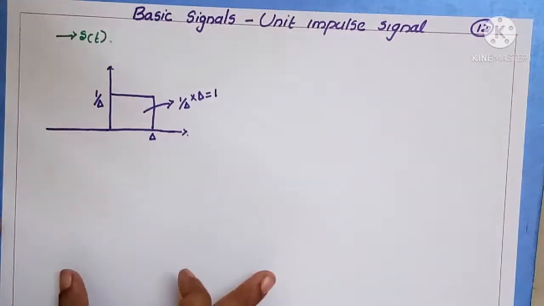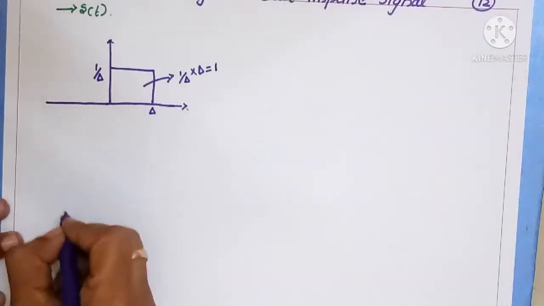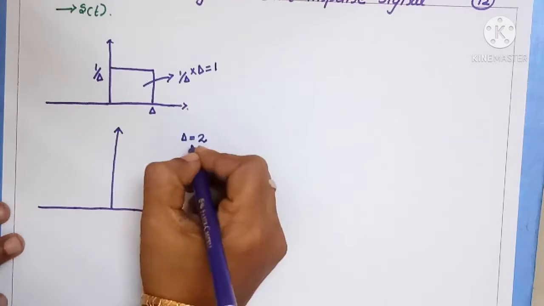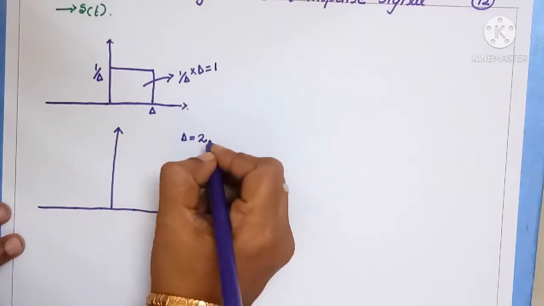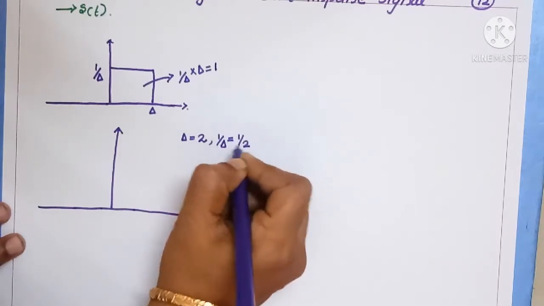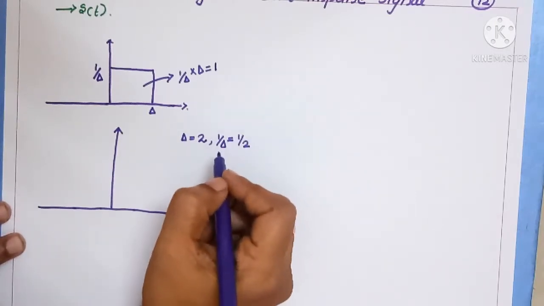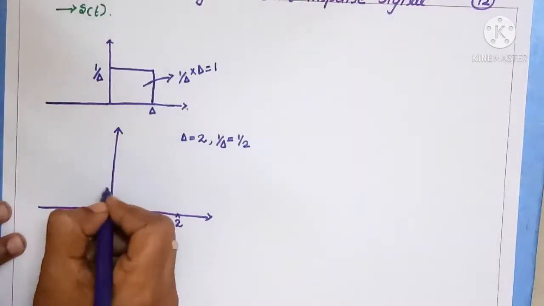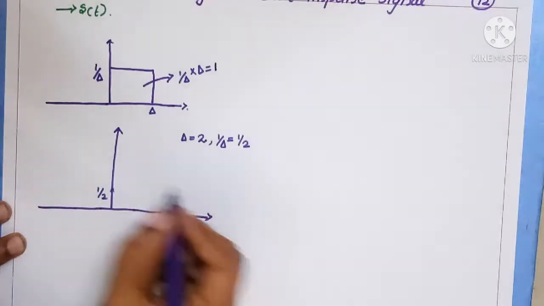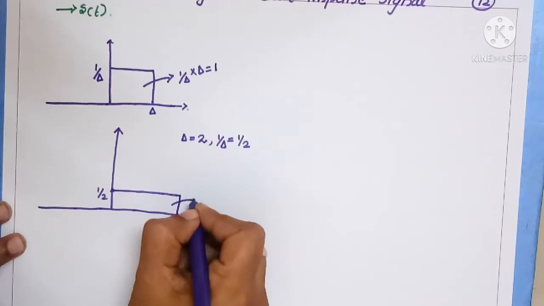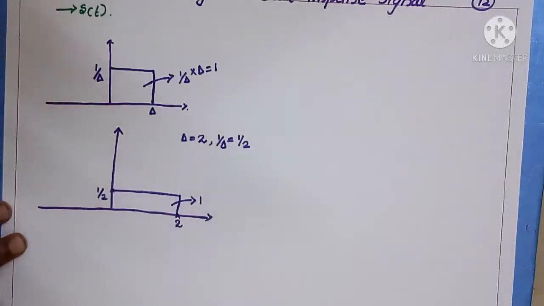So it has unity area. Also, let's consider some examples. First we take delta equal to 2. Then 1 by delta becomes 1 by 2, and only then does our area become unity. So here we mark 2 and here 1 by 2, and we can draw the rectangular pulse like this. Its area becomes unity.